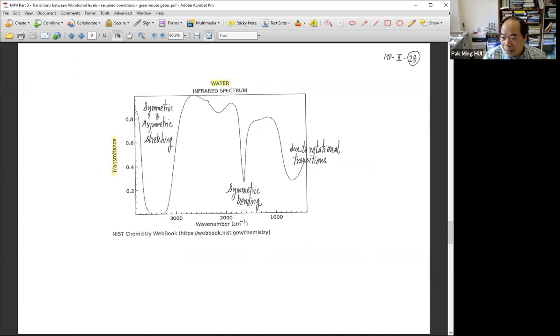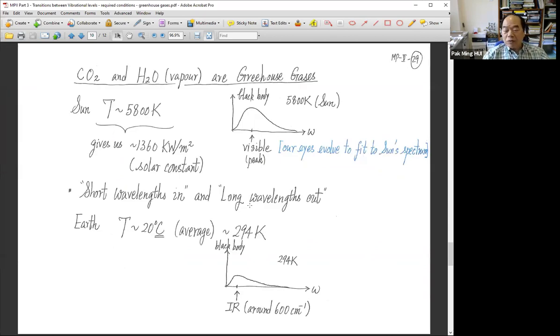Now give me a few more minutes. I will tell you the problem about greenhouse gas. The sun gives us energy. The sun's surface temperature is about 6,000 K. Black body radiation spectrum, we can plot it out. Then we look for the peak. That is the most intense energy coming in from the sun. It is in the visible, okay?